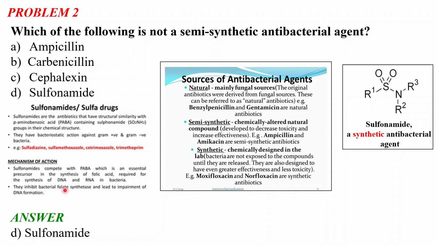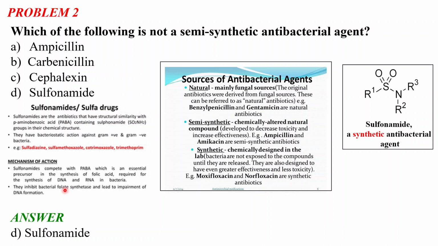What you have to remember is the structure of sulfonamide. You have to remember that it is a synthetic antibacterial agent, for example sulfadiazine, sulfamethoxazole, trimethoprim, all of which are sulfur drugs or sulfonamides. Their structure strongly mimics the structure of para-aminobenzoic acid, which is a very important essential precursor in the synthesis of bacterial folic acid.